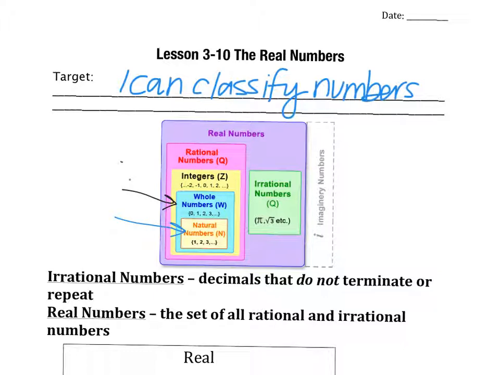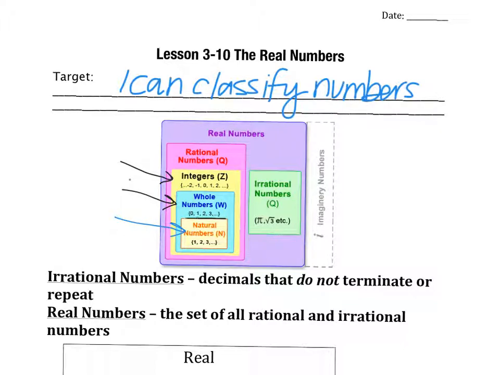Then in chapter 2, we looked at the integers, which are the whole numbers and their opposites. So that includes the negative numbers as well. Still no fractions and decimals, but it's the whole numbers and their opposites. So each group builds on the last.